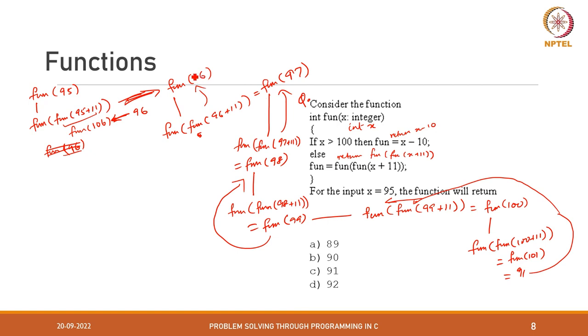So where was fun of 96 being called? Fun of 95. So the return value that goes from fun of 96 to 95 is 91, and that is the result of fun of 95, that is 91. Are you able to follow?